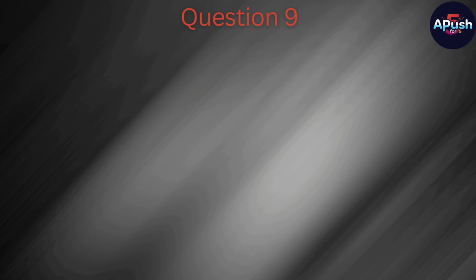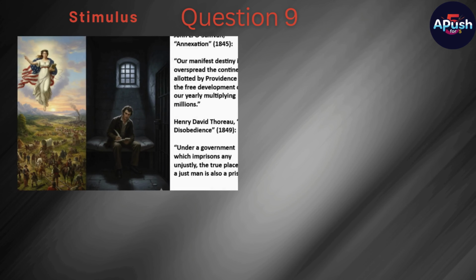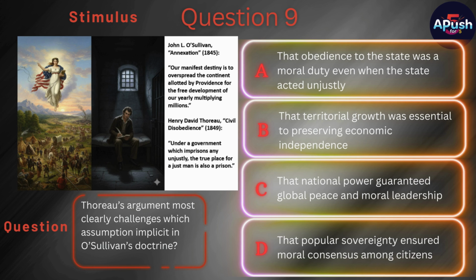Question 9. Stimulus. See image. Question. Thoreau's argument most clearly challenges which assumption implicit in O'Sullivan's doctrine? A. That obedience to the state was a moral duty even when the state acted unjustly. B. That territorial growth was essential to preserving economic independence. C. That national power guaranteed global peace and moral leadership. D. That popular sovereignty ensured moral consensus among citizens.